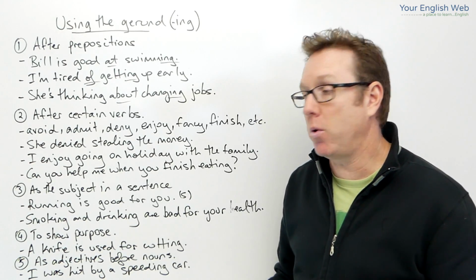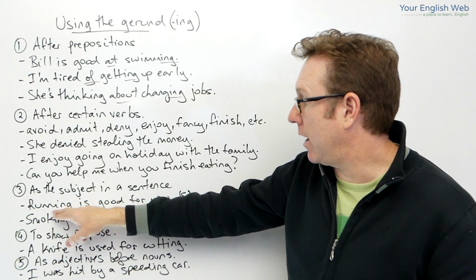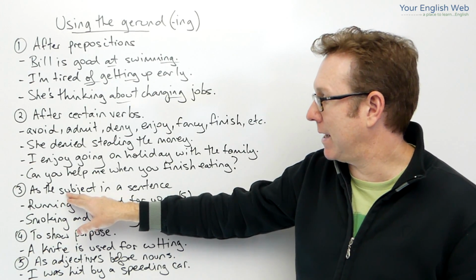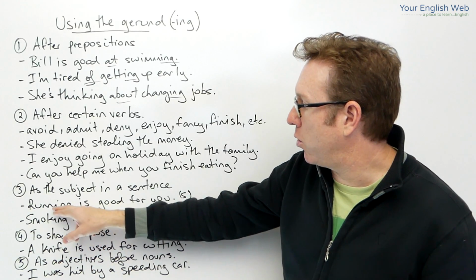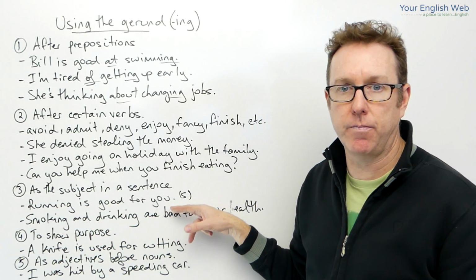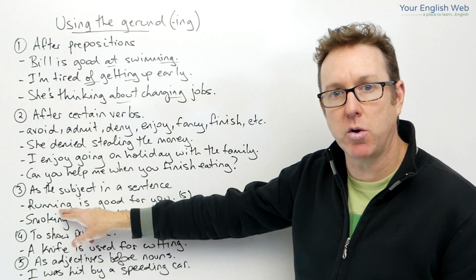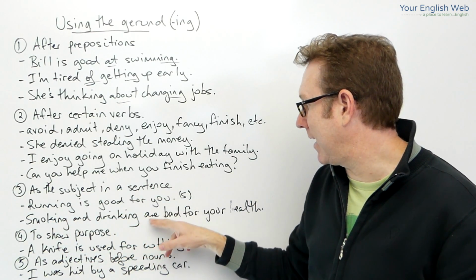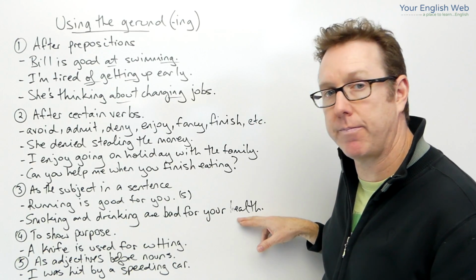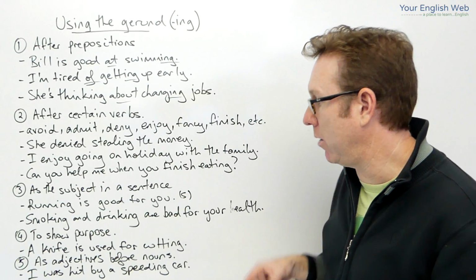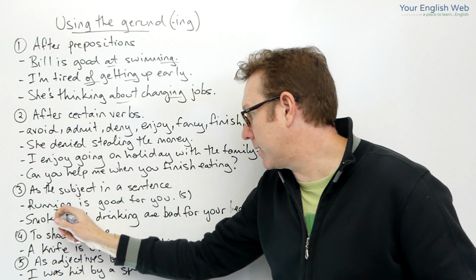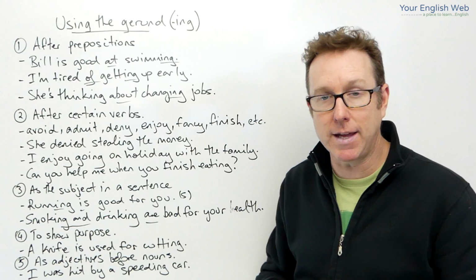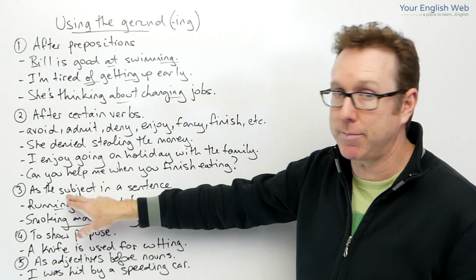Now, the third example is when the ing is the subject in a sentence. The subject. So, for example, running is good for you. Okay? The subject. Running is good for you. Or, smoking and drinking are bad for your health. So, here's the subject, here's the verb, here's the subject, here's the verb. Okay? So, when we have it as a subject.